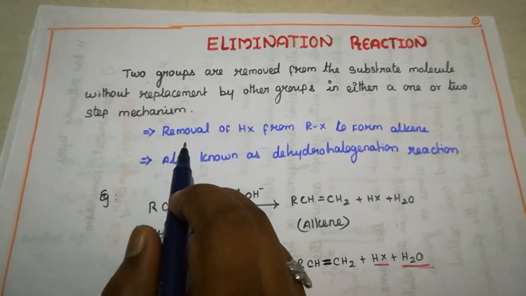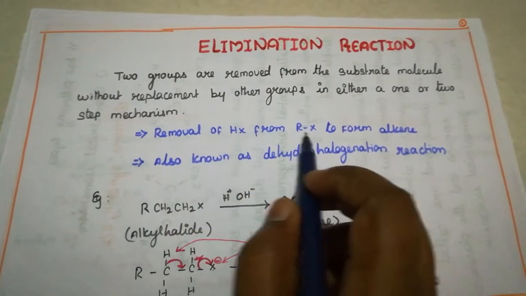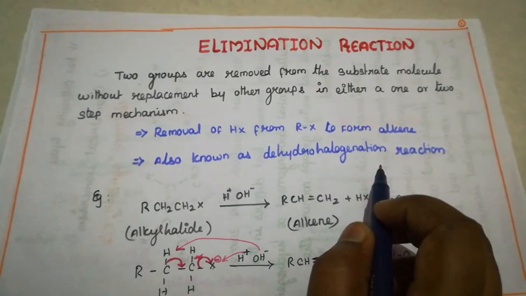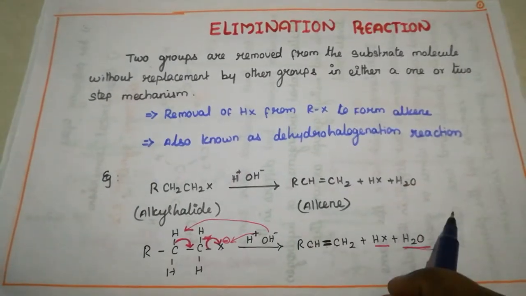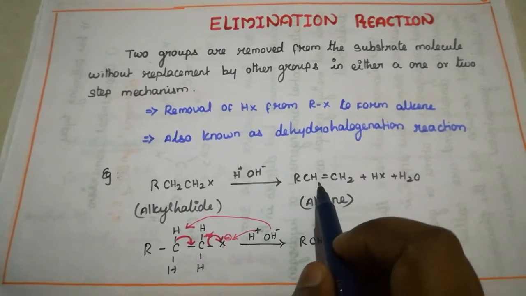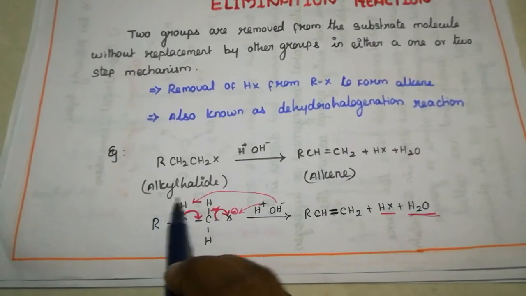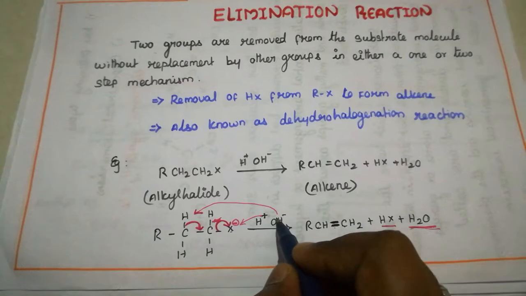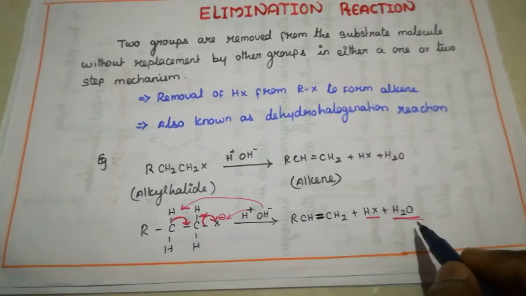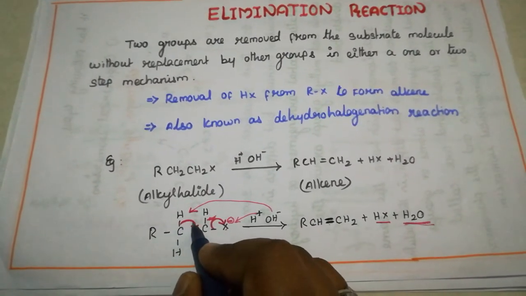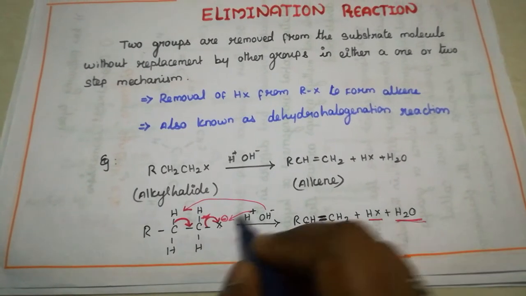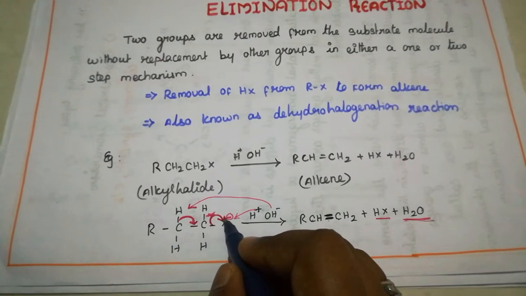Elimination reaction is simply known as removal of HX from alkyl halide to form alkene. It is also known as dehydrohalogenation reaction, which means removal of halogen and hydrogen from this reaction. For example, we consider alkyl halide. Here, this OH minus ion abstracts this hydrogen to form water molecule, and this bond shifted to here to form a double bond between these two carbon atoms, and this bond shifted to this halogen.